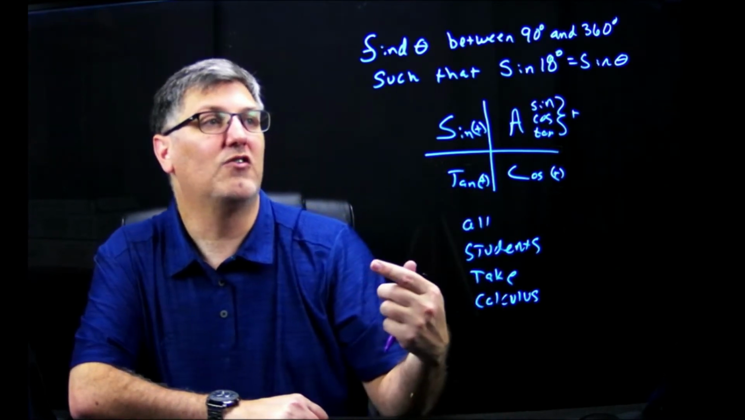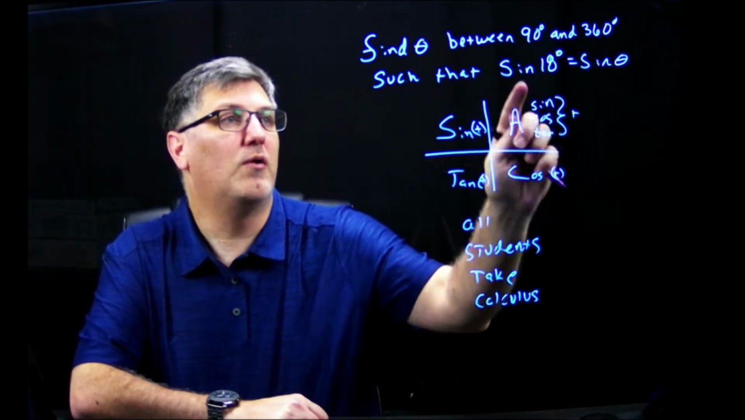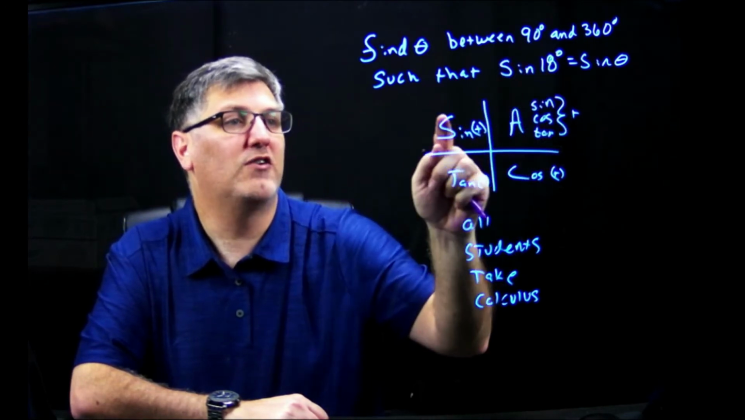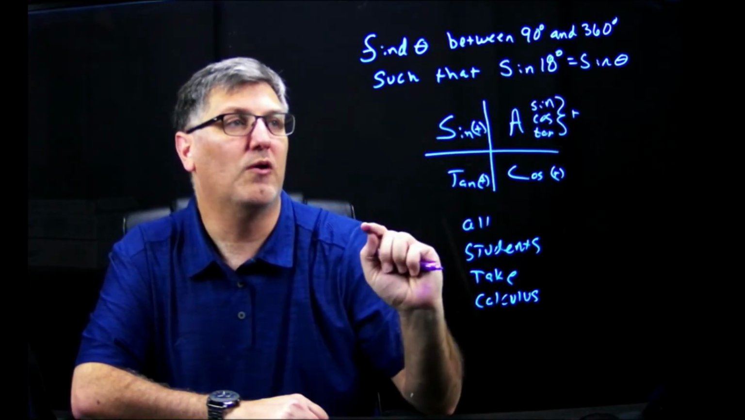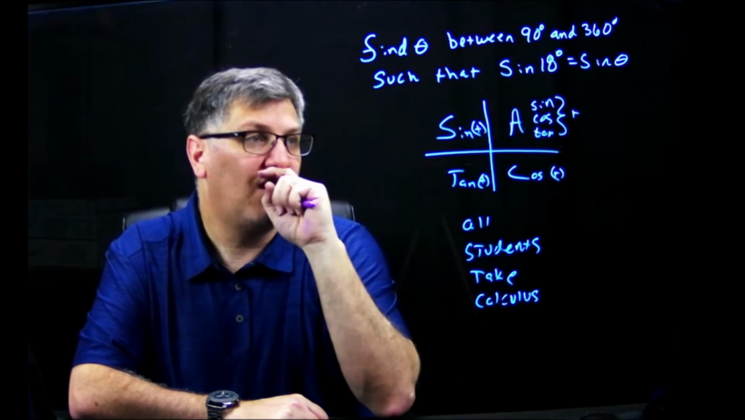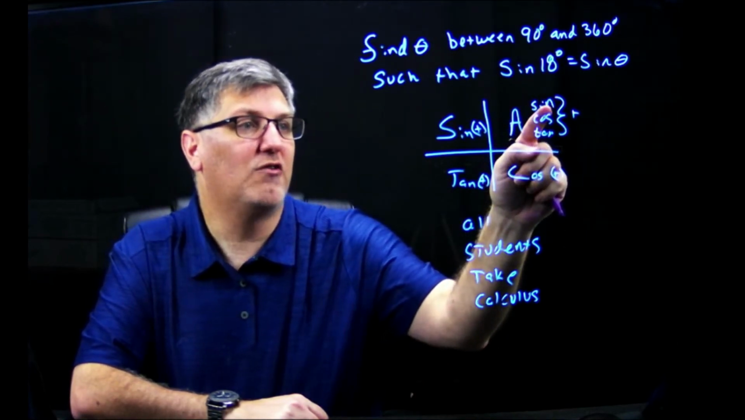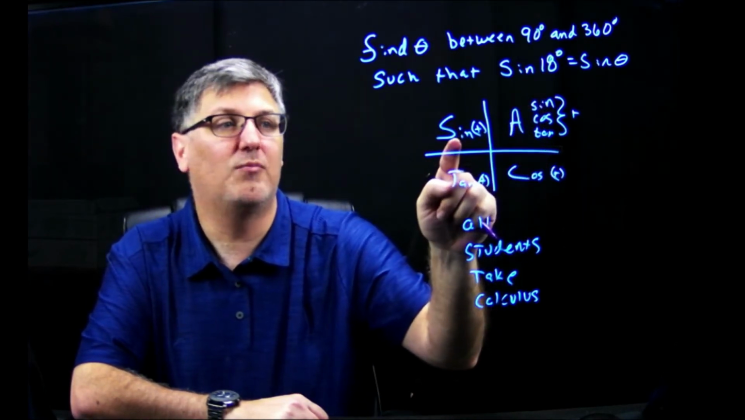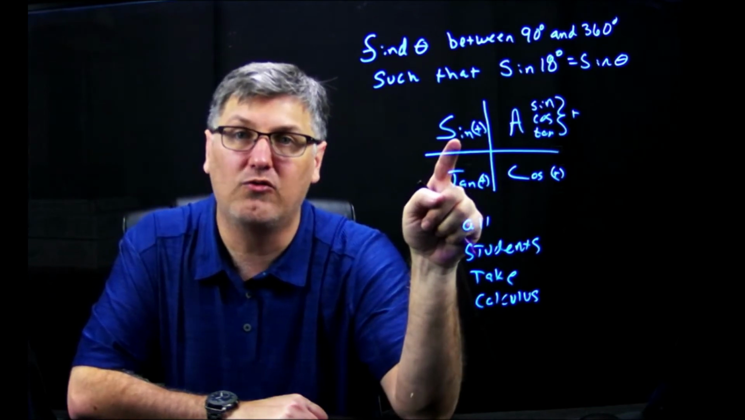So now let's take a look. 18 degrees is in quadrant 1, but I want an angle from 90 to 360. So quadrants 2, 3, or 4. Well, sine of 18 degrees is going to be positive. So I know my other answer has to be in quadrant 2.